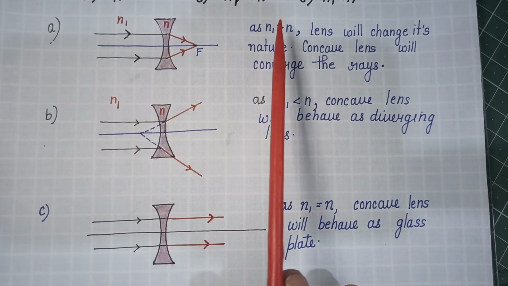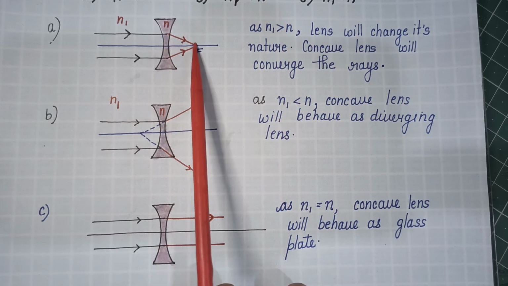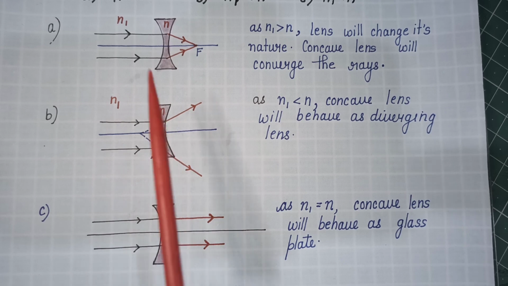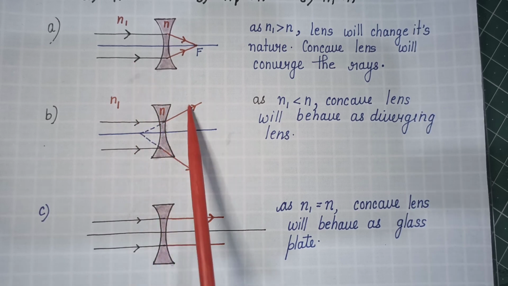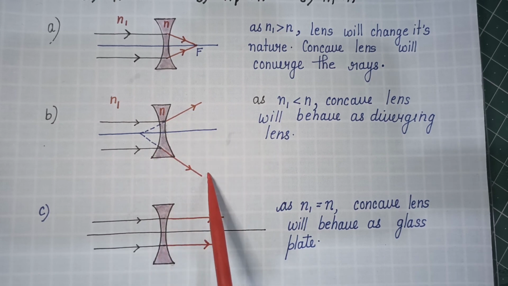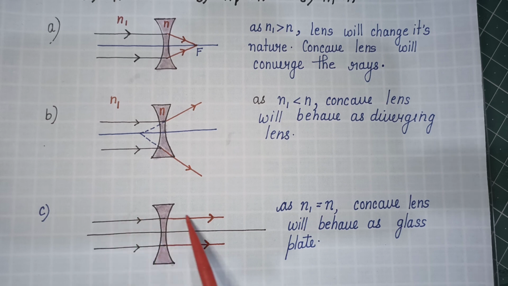So we know that when n1 is greater than n, the lens will change its nature. Focal length will increase and the concave lens will start behaving as a converging lens. When n1 is less than n, the focal length will increase, but the lens will behave as its normal nature and it will diverge the rays. And when the refractive index of the two are the same, there will be no refraction shown by the incident rays and they will move straight. As they are coming parallel to each other from infinity, without deviation they will go straight.